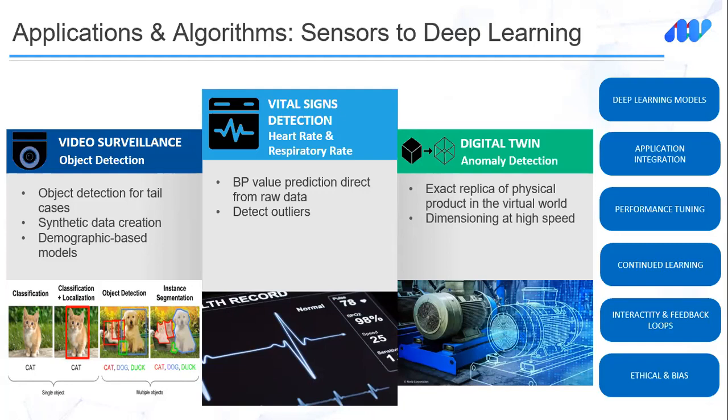For vital sign detection, the ability to detect HR and RR directly from the raw data may be sufficient. No DL environment is here. For anomaly detection, the important consideration is the ability to correctly replicate the physical entity in the virtual world. If anomaly detection is to be done for a part on the assembly line, the ability to dimension the moving part through the assembly line is critical. Over to you, Sohag.